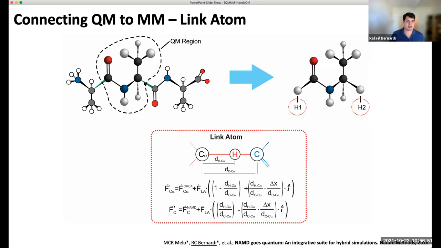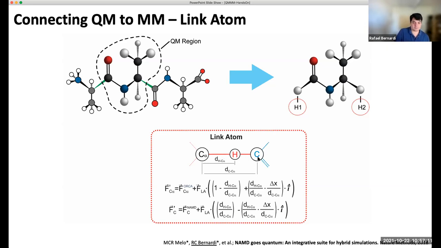So what you do, you add a hydrogen atom here in the QM region. But the classical calculation does not see the hydrogen atom. In this classical simulation, that atom does not exist. So what you're doing then, you actually add this hydrogen atom in the position that normally a hydrogen atom would be, like the distance that the hydrogen atom would be.